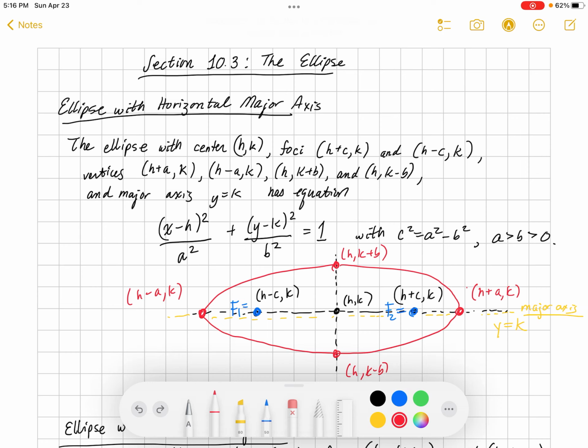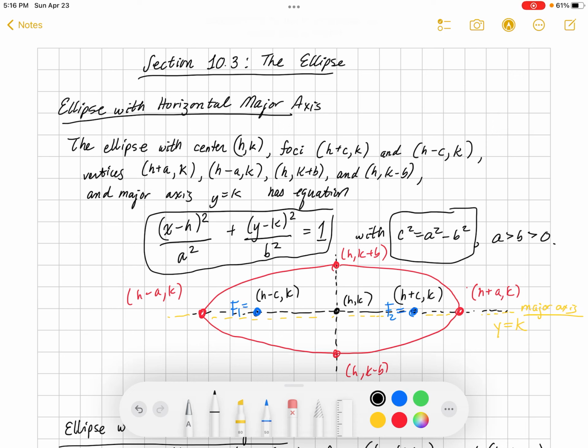So first we want to look at those with a horizontal major axis. The ellipse with center (h, k), foci (h plus c, k), (h minus c, k), vertices (h plus a, k), (h minus a, k), (h, k plus b), (h, k minus b), with major axis y equals k has the following equation. And this is the equation right here: (x minus h) quantity squared over a squared, plus (y minus k) quantity squared over b squared, equals 1.